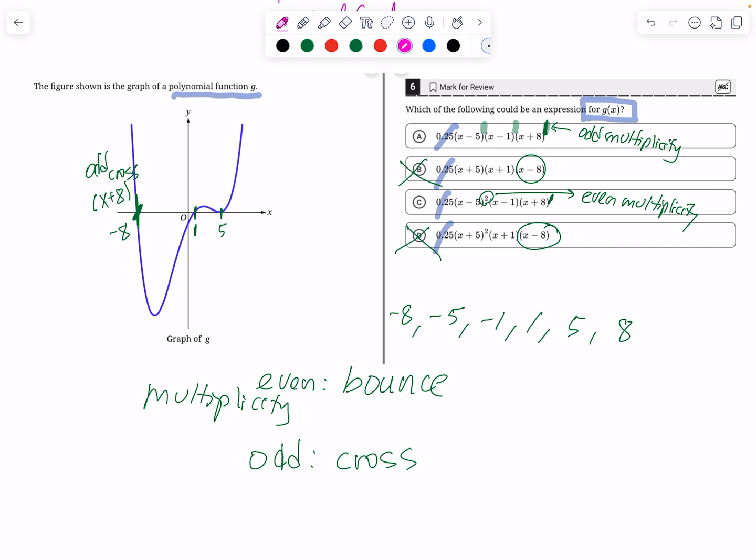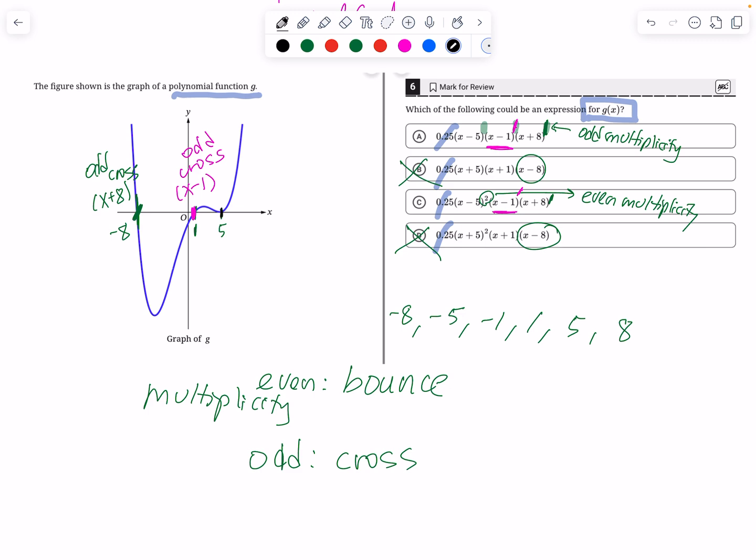Now let's continue. Notice that here we're crossing at x equals 1, which means the factor is x minus 1. And since we crossed it, it should be an odd multiplicity at x minus 1. Going back to choice A, there's an odd multiplicity at x minus 1. And on choice C, we have an odd multiplicity on x minus 1. Okay, so we have to continue again.